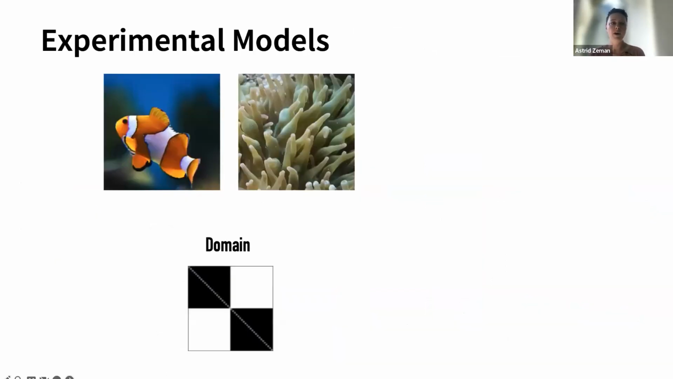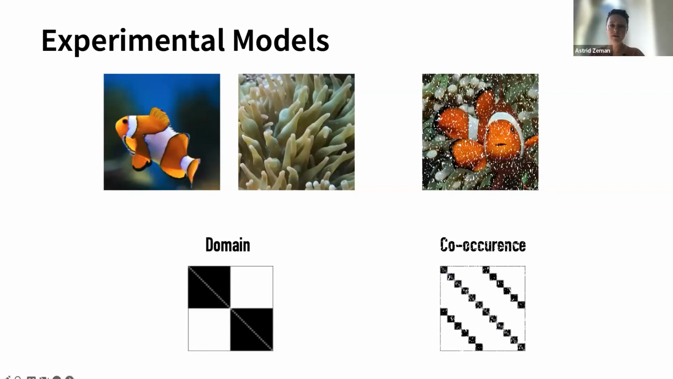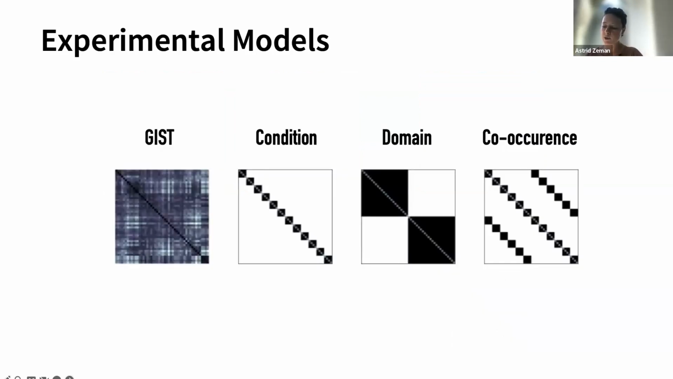Okay, and we can compare these dissimilarity matrices with a number of different models. So we have this domain-specific model, and this predicts separation between animals and scenes. We also have a co-occurrence model, which predicts the integration between each animal and its specific scene. And in addition, we have two control models for visual properties, which include the GIST model, which captures low-level visual properties, and the condition model, which predicts within condition similarity.